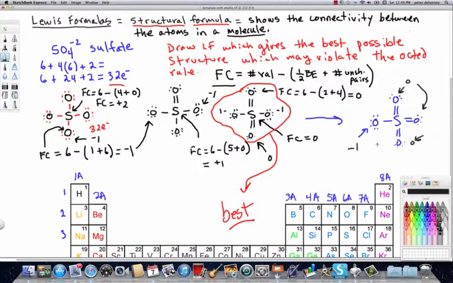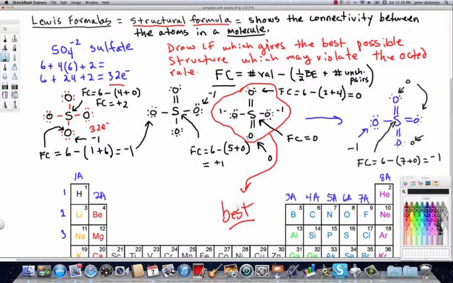So that just leaves us with this sulfur. And we're going to calculate very quickly what the FC is on this sulfur. We see that it's going to be 6 minus, let's see what our total bonding is: 2, 4, 6, 8, 10, 12, 14 electrons. Half of that is 7. And then there are no unshared pairs of electrons. So our FC on the sulfur here, after adding this next bond, is going to be -1.